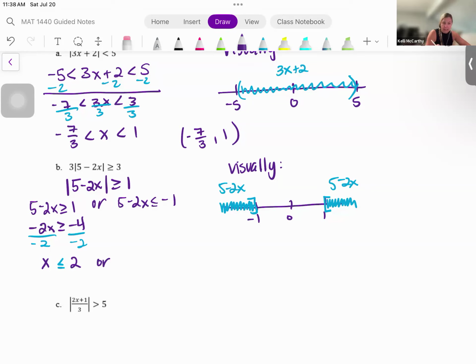Now let's solve the second inequality. We're going to subtract 5 from both sides. So we have negative 2x is less than or equal to negative 6. Again, dividing both sides by negative 2, I need to flip that inequality symbol, so let me do that first, and then simplify. We have x is greater than or equal to negative 3.